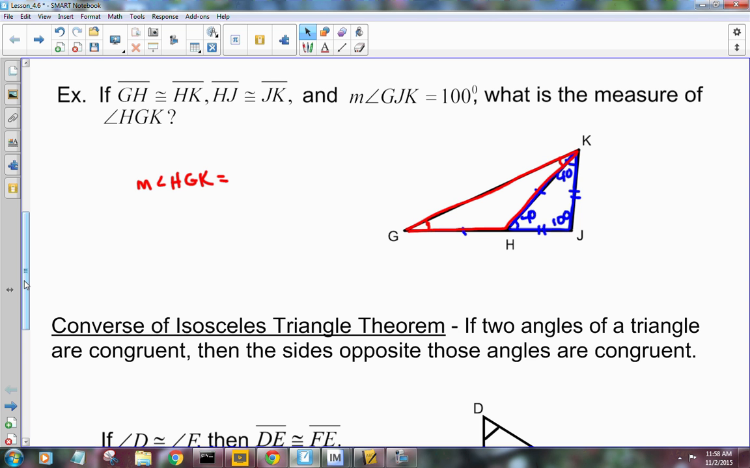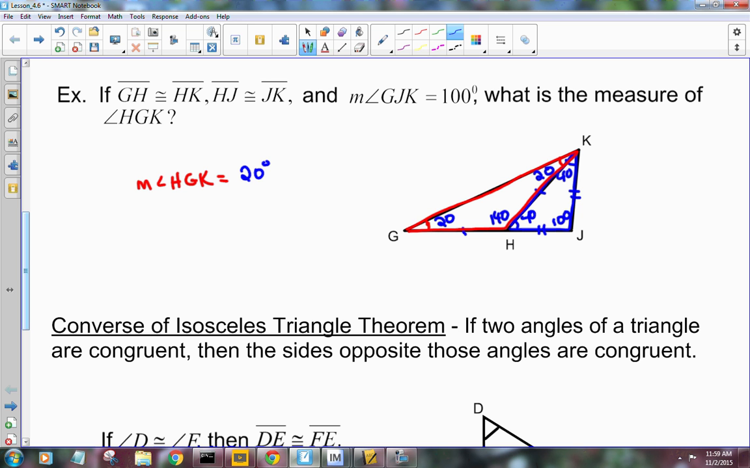What do we know? What can we see? Okay, we've got a linear pair going on right here. So if this is 40, this is going to be 140, right? Okay, and again, these two are the same. How many degrees are left for both of those together? 40, and so each one of them will be 20. Good. Okay, so the measure of angle HGK is 20 degrees.